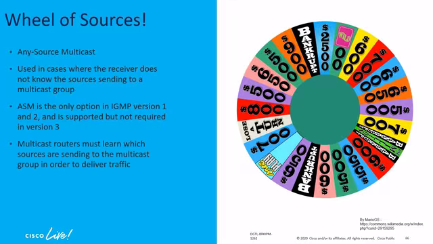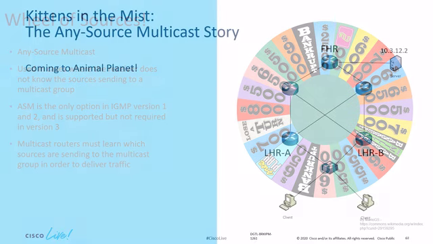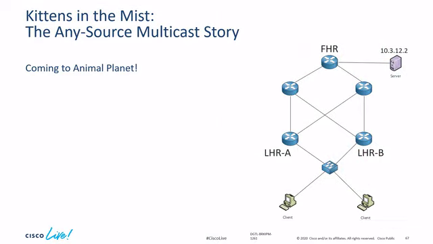Multicast routers have to learn where the sources are in order to deliver that multicast traffic. That's fundamentally how the multicast works. We need to dig that canal, build that river towards the source in order to deliver multicast to the receivers. But what do we do when we don't know where that source is? Well, someone made a movie about it. It's called Kittens in the Mist, the Any Source Multicast story.